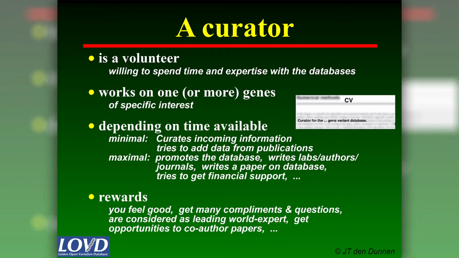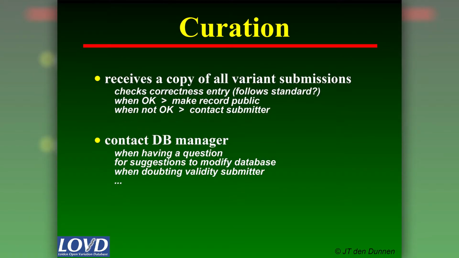The curation itself: you receive a copy of all the variants that have been submitted. What you have to do is check the correctness of the entry. Does it follow the standards of the database? When everything is okay, you just make the record public. When you have some questions or things are clearly not okay, for instance, you notice that G dot and C dot descriptions don't match, you contact the submitter by replying to the email and ask to clarify the problem, and then he does it and you can curate it.